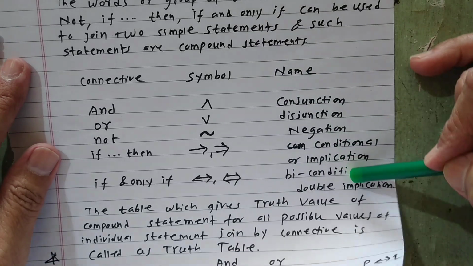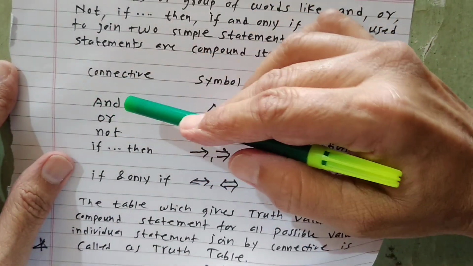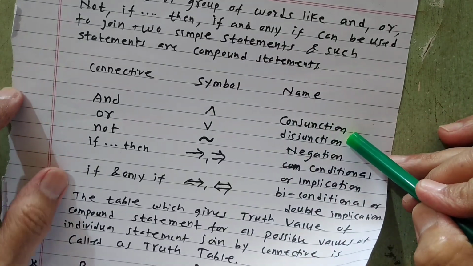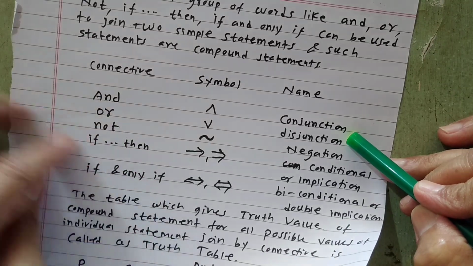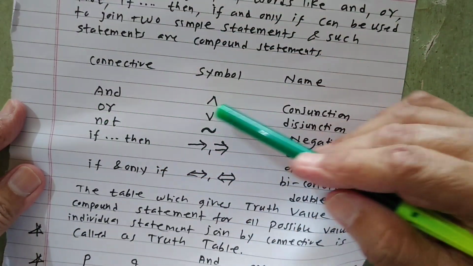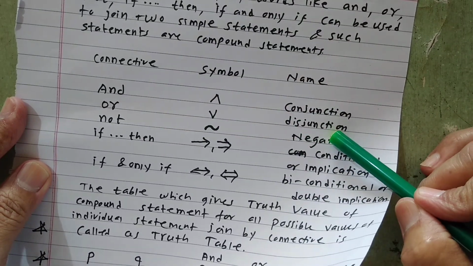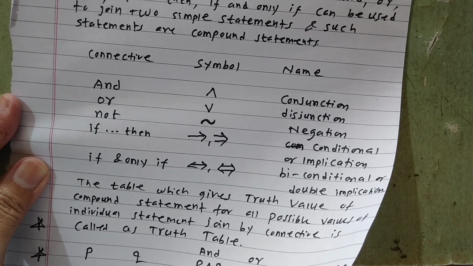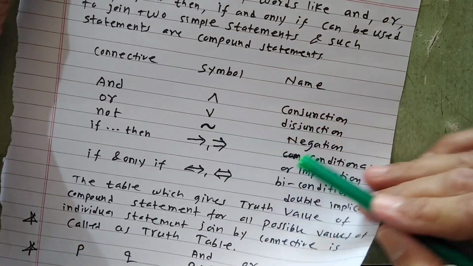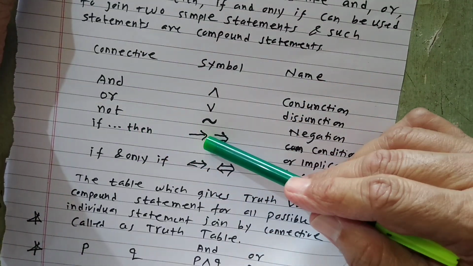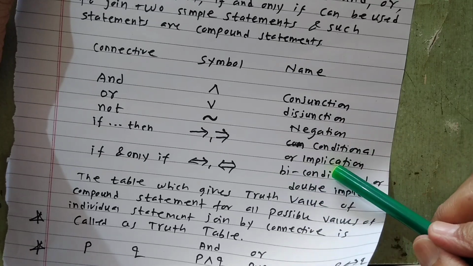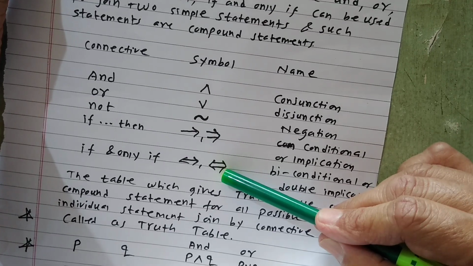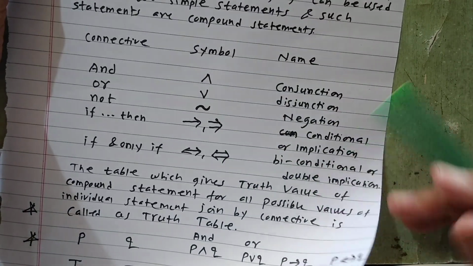This table gives you the idea of which symbols we are using in the complete chapter. For and we use an inverted V as the symbol, and the name of the statement is conjunction. For or, the connective for joining two atomic statements, the symbol is V, disjunction. For not, this is the symbol, and it is negation. If then, arrow, implication, conditional or implication statement. If and only if, bidirectional arrow or this type of symbol, that is a biconditional or double implication statement.